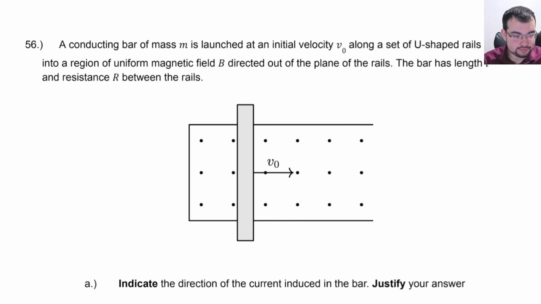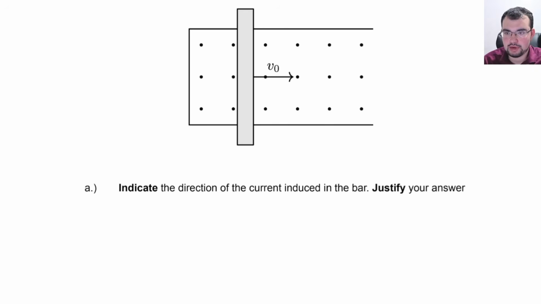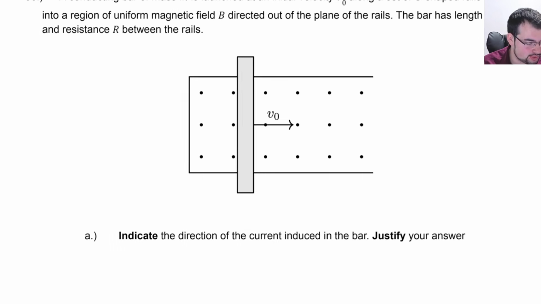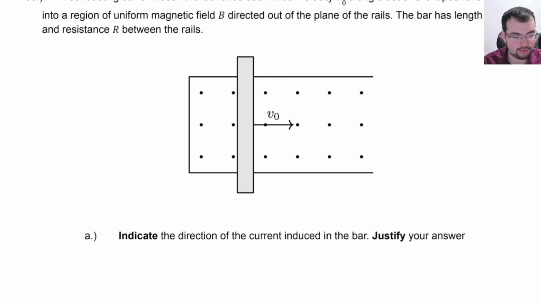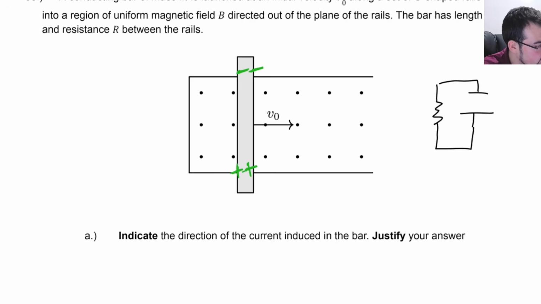Last one. Conducting bar is on rails, blah, blah, all the usual stuff. It's late. All right, what's the direction of the current in the bar? A couple ways of doing it. Hall effect says if I do qv cross B, the positive charges would get bunched down here. Meaning I essentially have this scenario. So that would generate a clockwise current because my positive end of the battery is down.